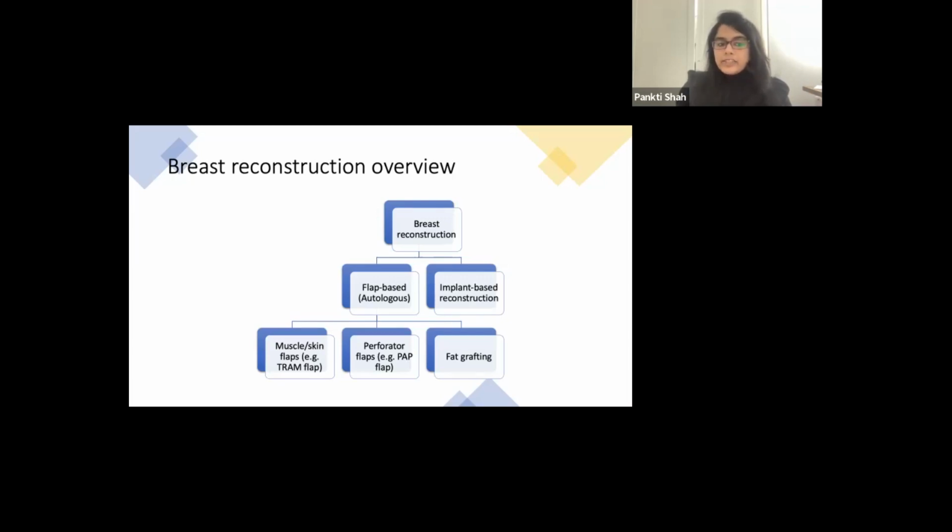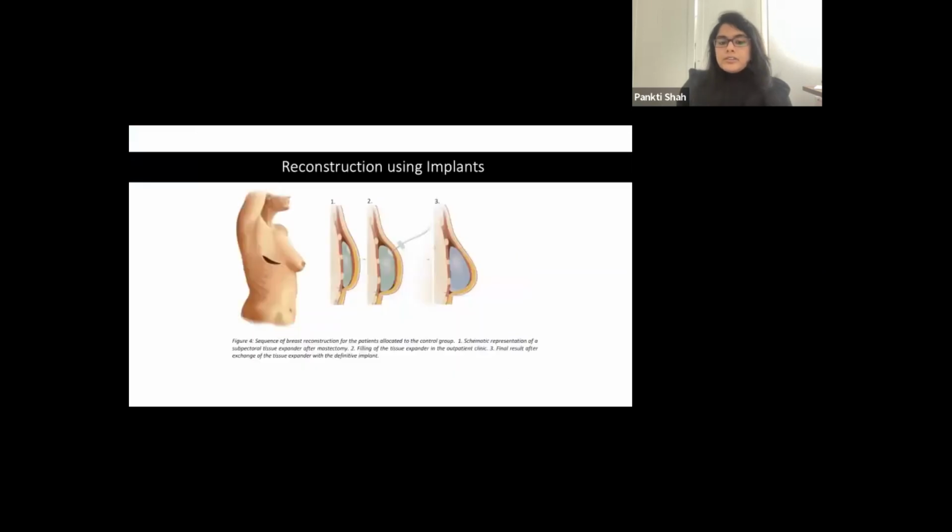Now let's discuss each type in detail to get a general idea. First, we will start with implant-based reconstruction. Once mastectomy has been performed, at the time of mastectomy, a small balloon called a tissue expander is placed under the pectoralis major muscles, and the expander is gradually filled with normal saline over a few weeks until it reaches the desired size. During the second surgery, the expander is replaced with the permanent device, which we can see here.